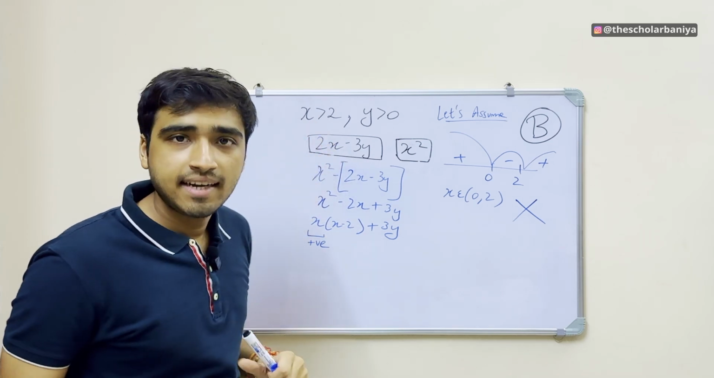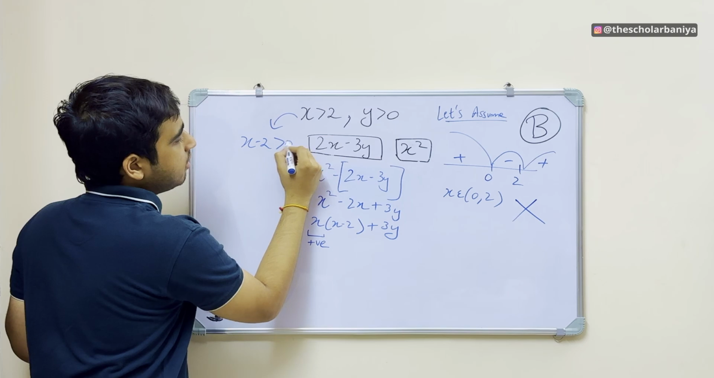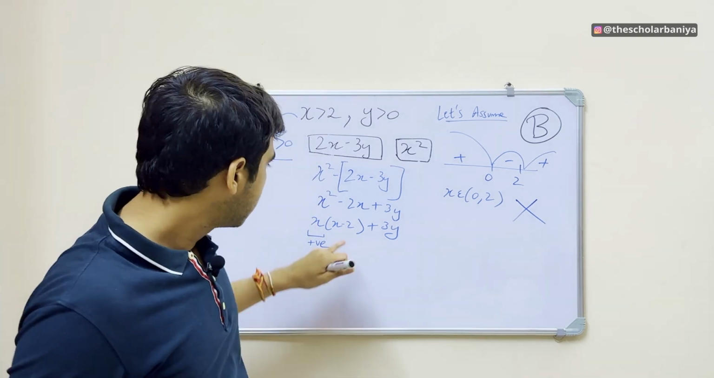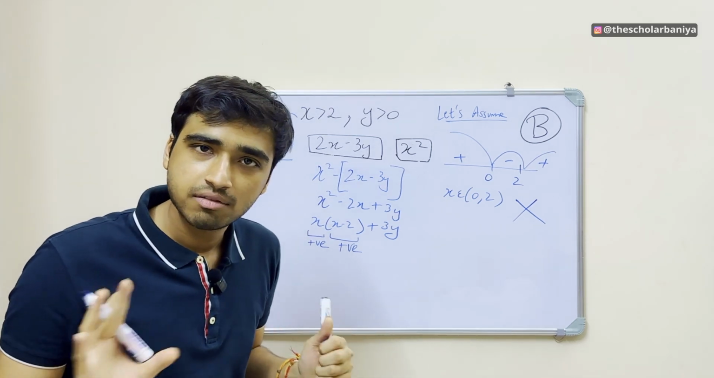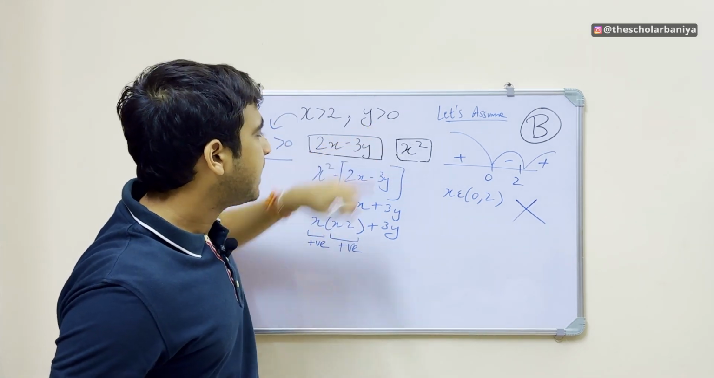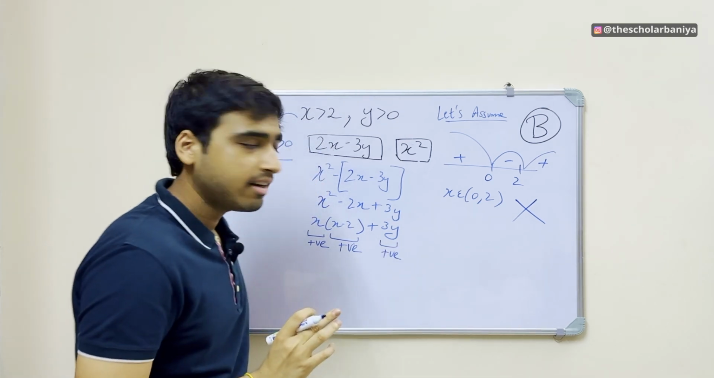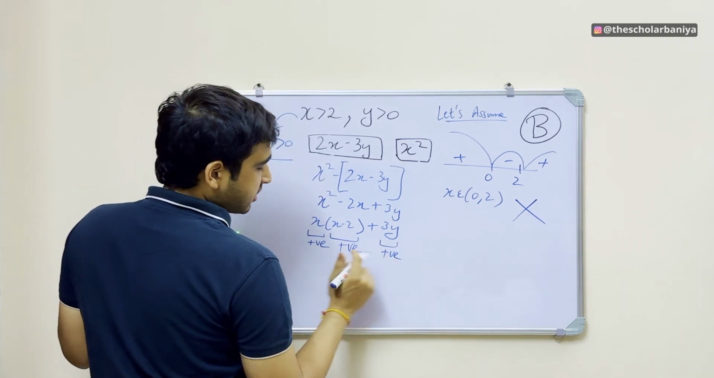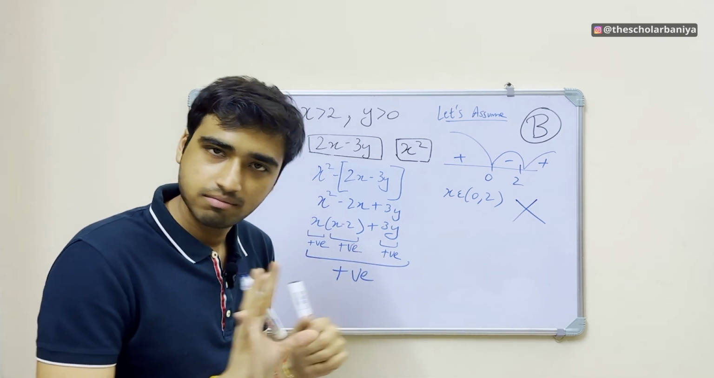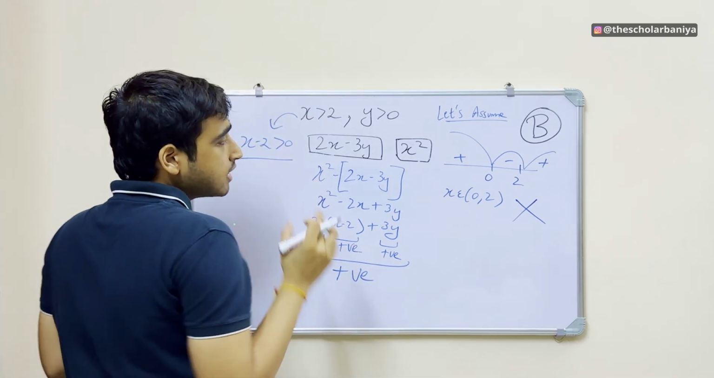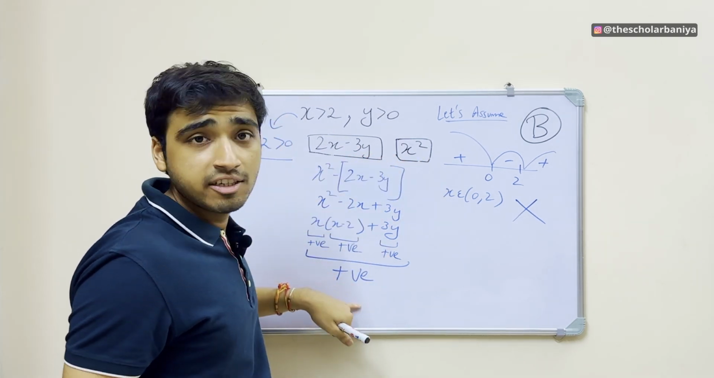Now x is greater than 2, this means x minus 2 will be greater than 0. So this part will also be positive, right? Since y is greater than 0, that means 3y will also be greater than 0, or positive, right? So positive, positive plus positive, that means the entire thing will be positive. I think that should be clear, right? So what I did was that I subtracted this and this and I received positive.